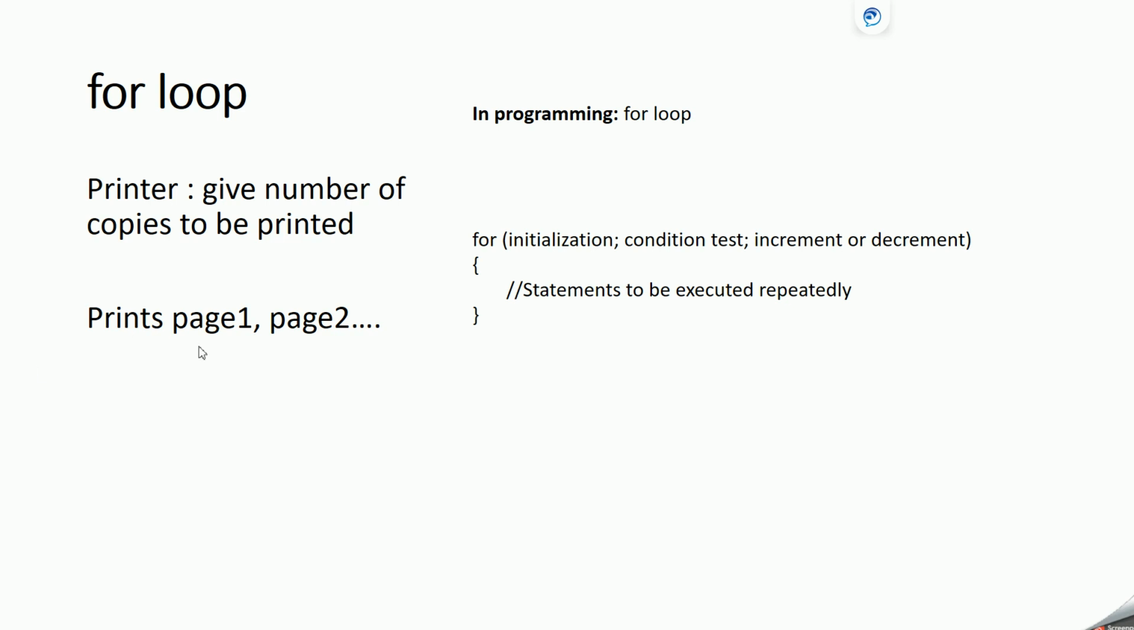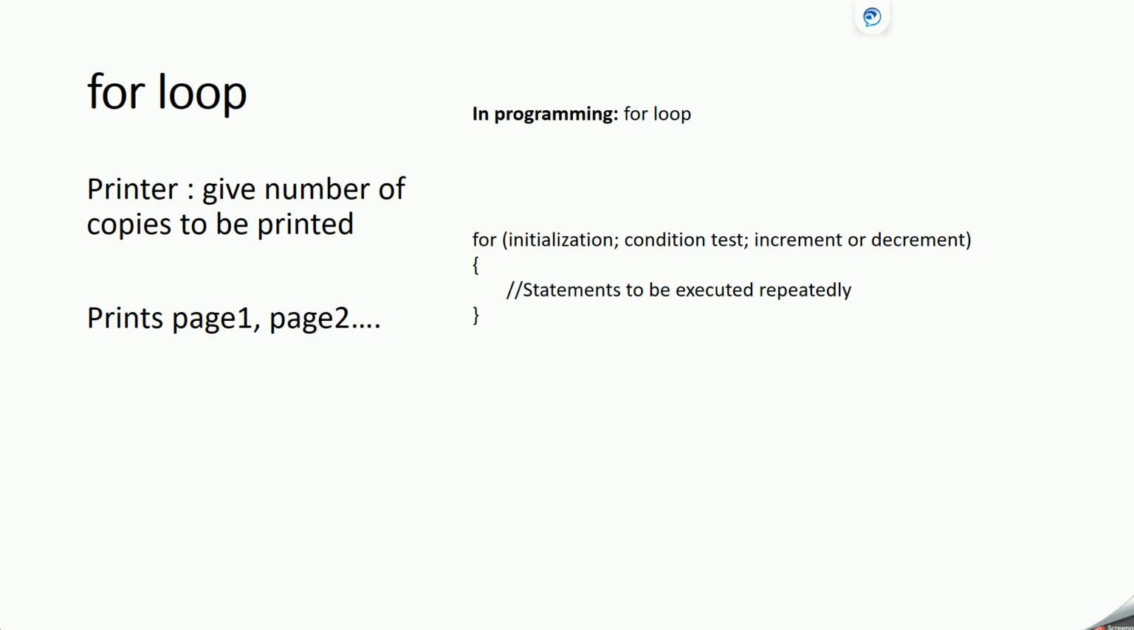Also, suppose you have only one document, like a passport, and you want to print 10 copies of it. Here also the same document has to be printed 10 times, so a similar operation is repeating. In this case also we can use a for loop. If the task is repetitive in nature, we can use a for loop in C programming to achieve that repetitive task.